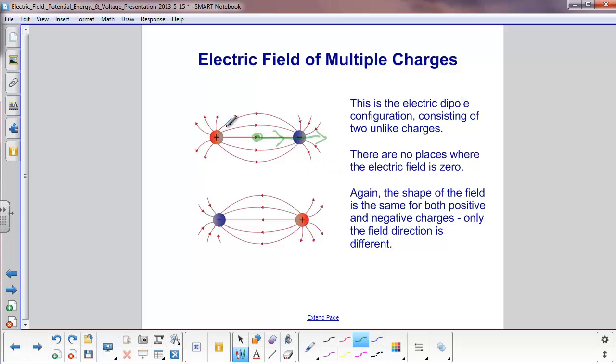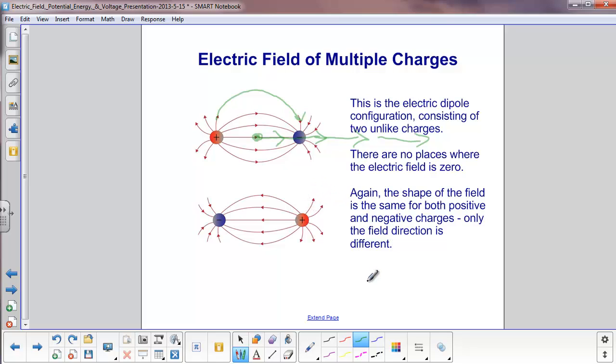Notice how the lines start on the positive charge and come to the negative. And this is just a limitation of our paper. For example, this field line would probably go something like this, connect up there. And now this field line on this side will probably, depending on the size of the charges, just keep going way out until infinity, or until it hits another charge. This is a very famous configuration. This is called the electric dipole.